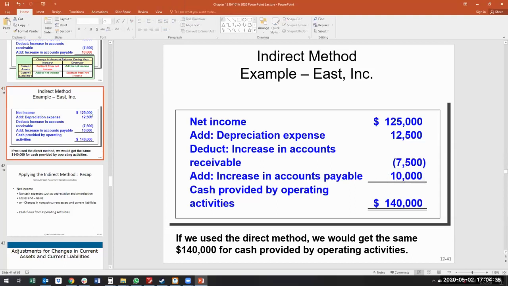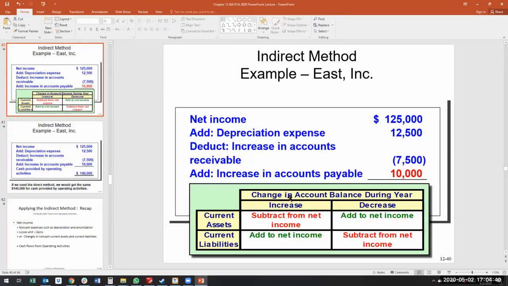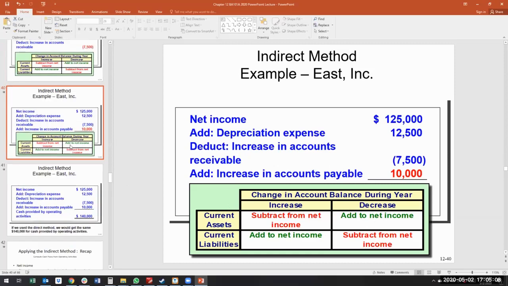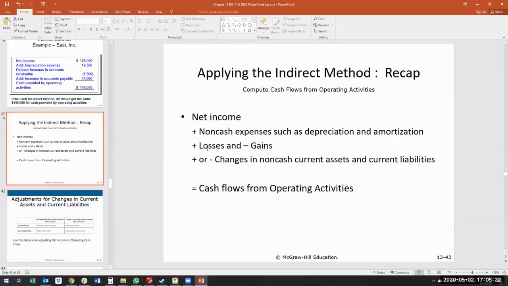I strongly encourage everyone, practice your homework on this. Go over these slides, memorize this table. Even if you understand the logic, memorize this table. Memorize that if you increase your current assets, it's a subtraction from net income when we're reconciling operating activities. If we increase our current liabilities, it's an increase to net income from a cash flow perspective. And the same with the decreases, just memorize this table and also understand the logic for your exam. Also just memorize these transactions. So simple recap, I'd flashcard this one.